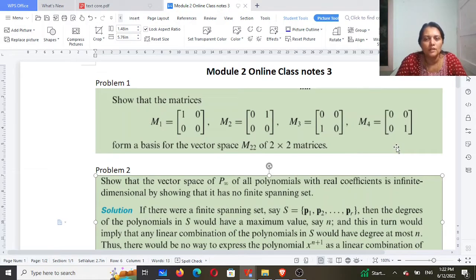Good afternoon all. Last day we finished with the problem. The problem is to show that the matrices M1 = [1 0; 0 0], M2 = [0 1; 0 0], M3 = [0 0; 1 0] and M4 = [0 0; 0 1] form a basis for the vector space M22 of 2 by 2 matrices. To show that a set of vectors S is a basis, we have to show that the vectors in S are linearly independent and that it spans the whole set. So we have to show that M1, M2, M3, M4 form a basis.